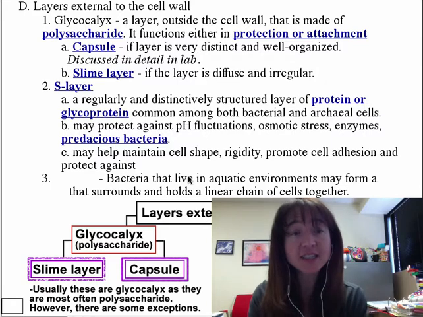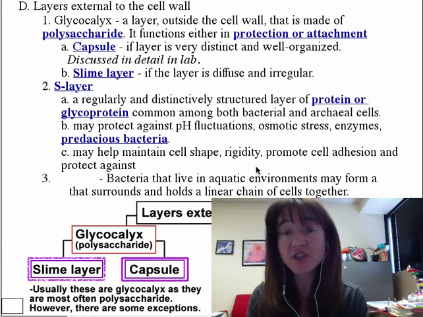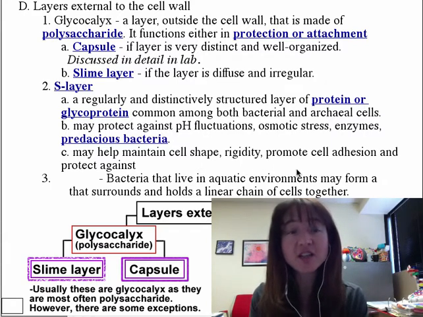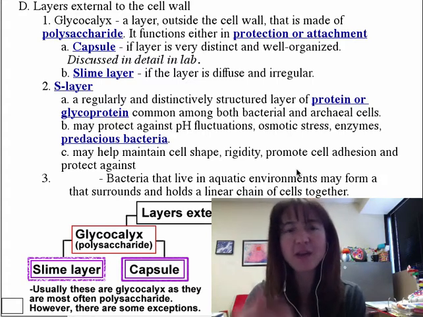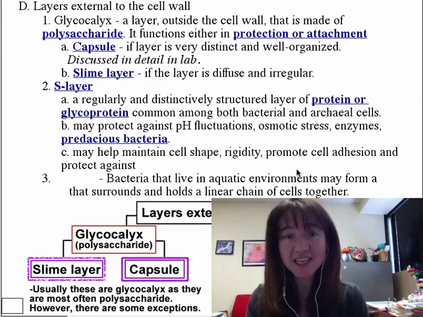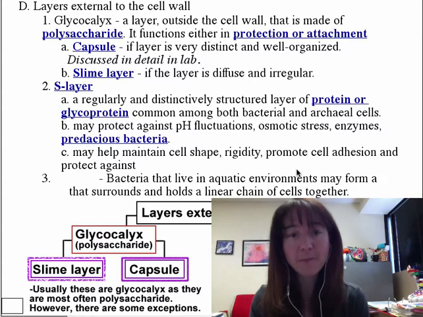The other thing is that this may help the cell maintain its shape, rigidity, and promote adhesion. So we recall those as being functions that we see of the cell wall, and so they're aided and abetted by the S layer. Not all cells have an S layer. The most famous one that has an S layer is called Caulobacter crescentus, and it's fun to look up and see some of the applications that has in biotechnology.